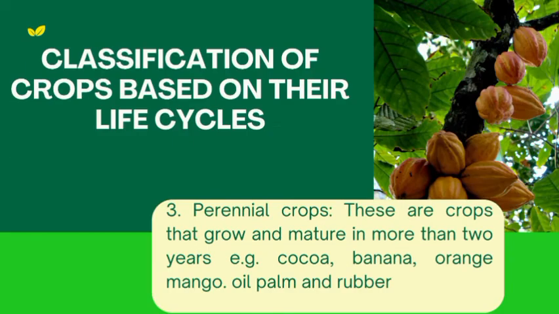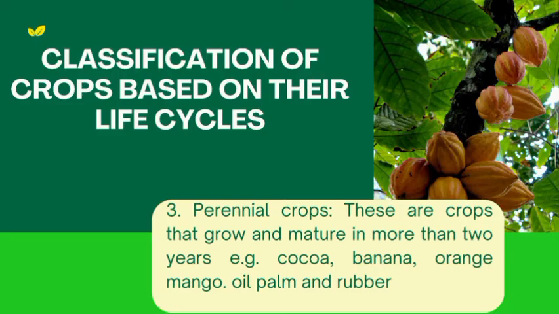Then we have number 3, that is perennial crops. These are crops which grow and mature in more than 2 years. These perennial crops take more than 2 years to mature, bring out their fruit, and be harvested. The one thing that is very peculiar about perennial crops is that they can take more than 2 years to get to maturity. But the moment they mature, you can harvest their fruit every year. Every year they bring out their fruit for you to harvest.